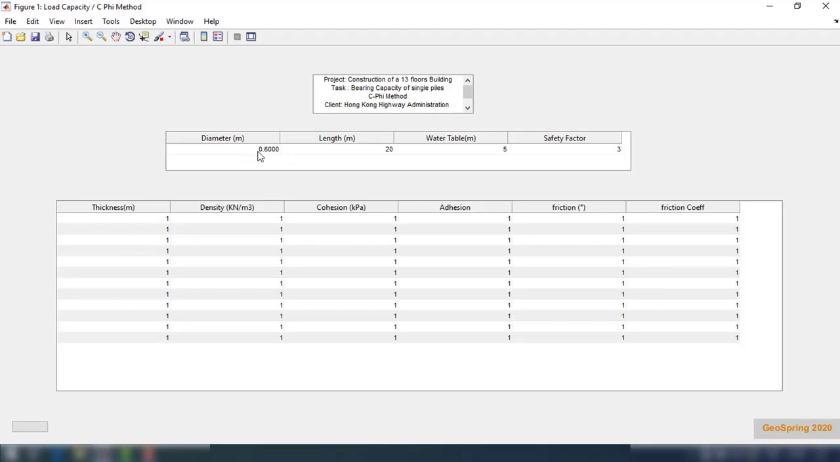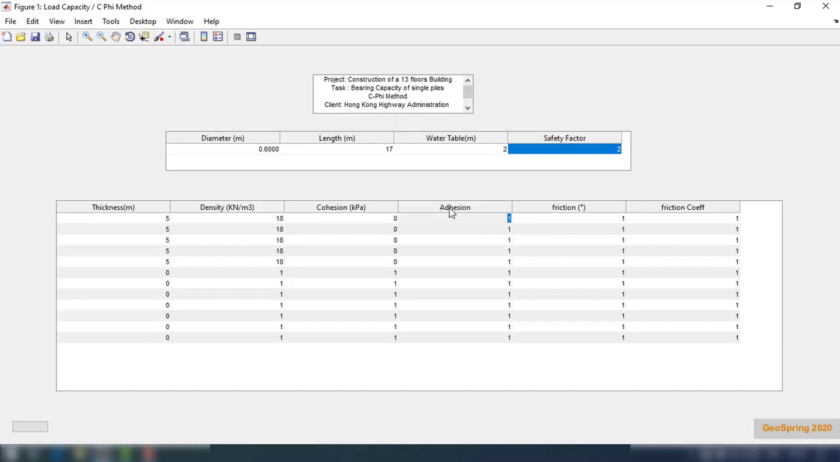Here you will put the pile geometry. Let us say, for example, 0.6. Let us say that the length is equal to 17, the water table is at 2 meters, and our safety factor is equal to 2. Here we can put the thickness of each layer, and here we will put the density of each layer. Here the cohesion. For example, let us say that all the cohesion values in this case are equal to 0.